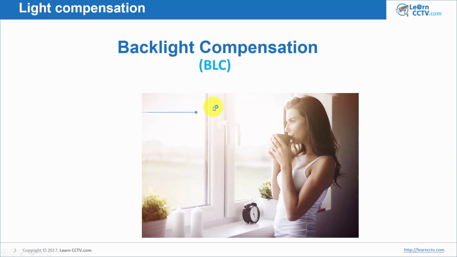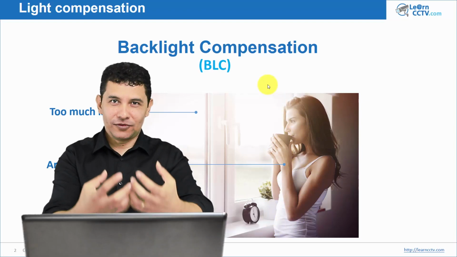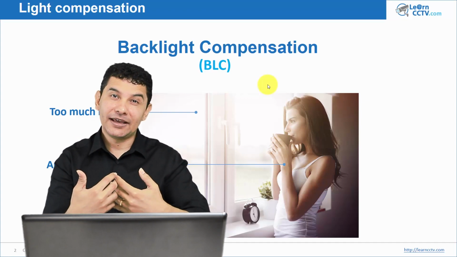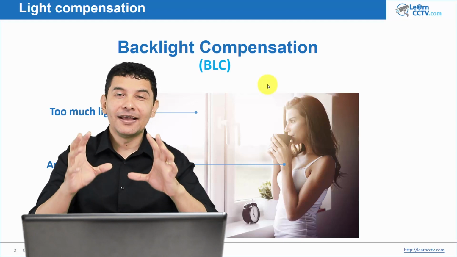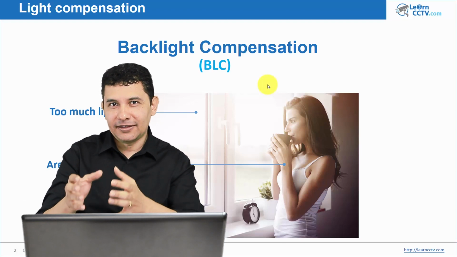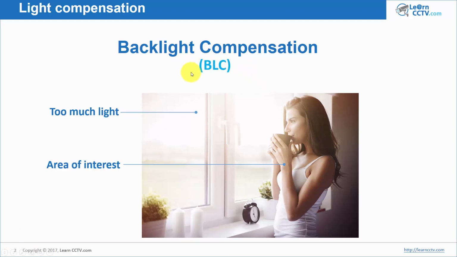In this example, we have a window here with too much light coming through it. And then you have my area of interest. I want to see this region here where I have this woman. There is too much light coming into the camera. The light is coming from the window through the camera and I can't see clearly outside, but I don't care. I care just about what's inside of this window, meaning this woman, right? So in this case, I can use backlight compensation to compensate for that specific situation.